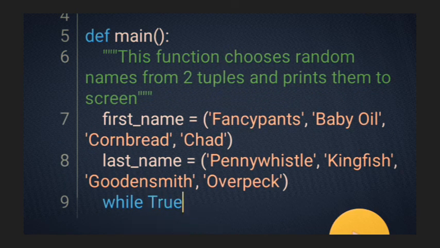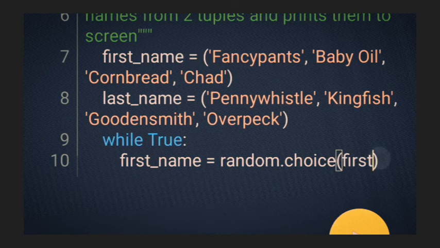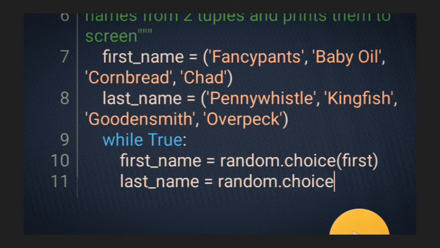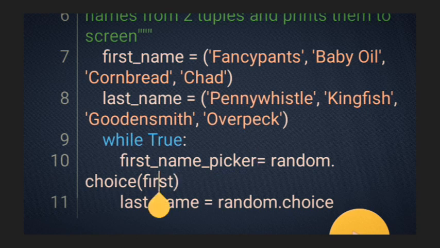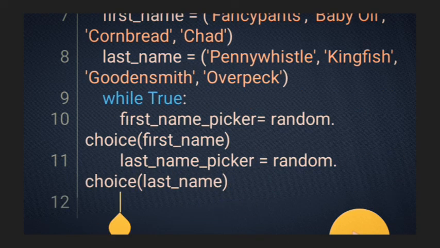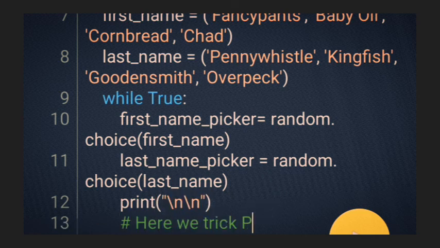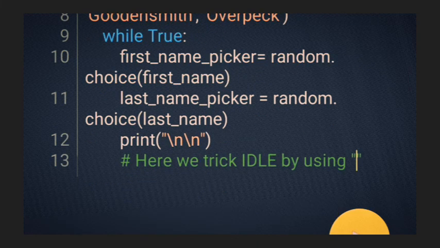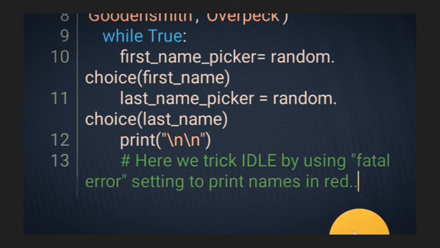Okay, so we check again. We start the program with a while loop. So this loop is going to be true for all time. And then we set a first name picker to be a random choice from the first names. And then we set a last name picker to be a random choice of last names. So we print a new line, and here we trick the IDLE by using fatal error settings to print names in red.